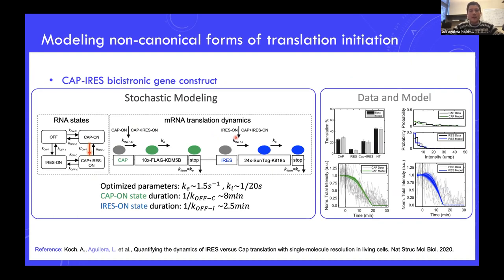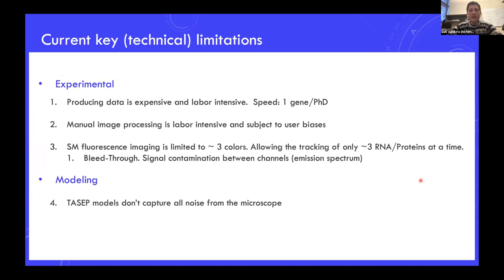Again, we did some basic modeling here. We simulate four different RNA states, and according to the RNA states, the ribosome can start the canonical initiation with cap or with IRES. Unfortunately I don't have a lot of time to talk about the specifics, but we again reproduce the fraction of translation spots for every one of the different scenarios, intensity distributions, and runoff assays with the specific parameters that I am showing here. I'm going to talk in the rest of the time about the current key technical limitations that we have and how we are addressing them.